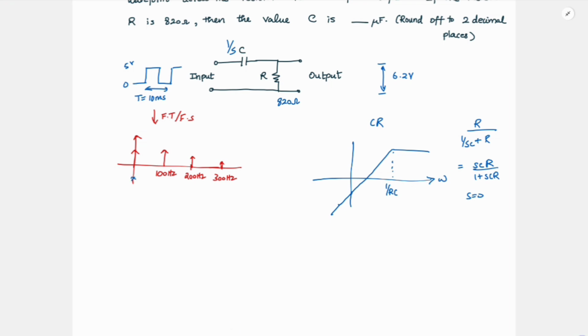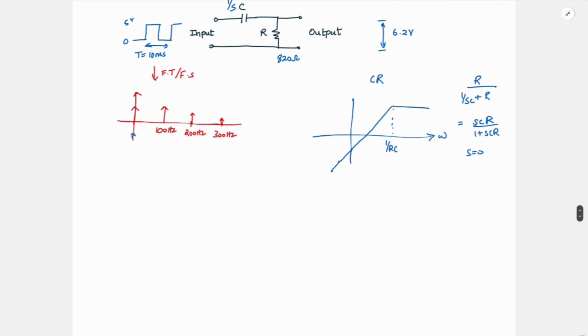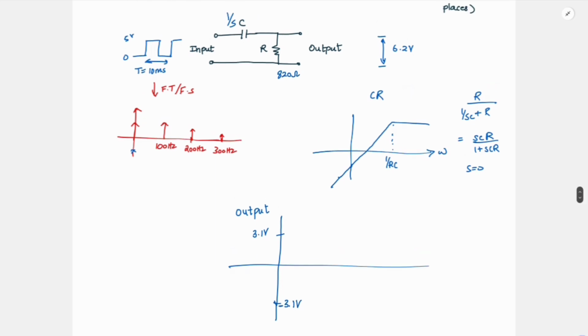So from that what you can conclude? So this 0 to 5 volt will not be there. The peak will occur such that the average value goes to 0. So here they are saying it is 6.2 volt. So that means that the output waveform will be such that the lowest peak occurs at half of this value, which is minus 3.1 volt, and the highest peak will occur at plus 3.1 volt. Okay, so that is what you can get from that.